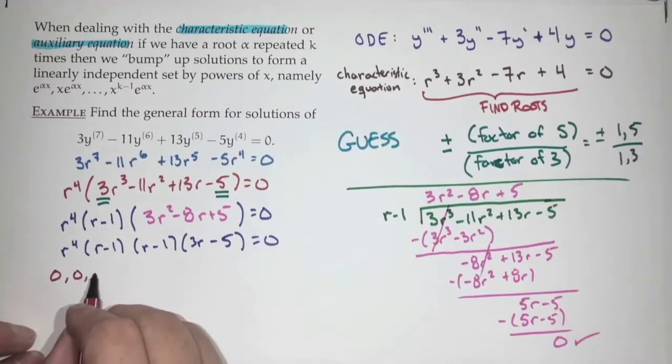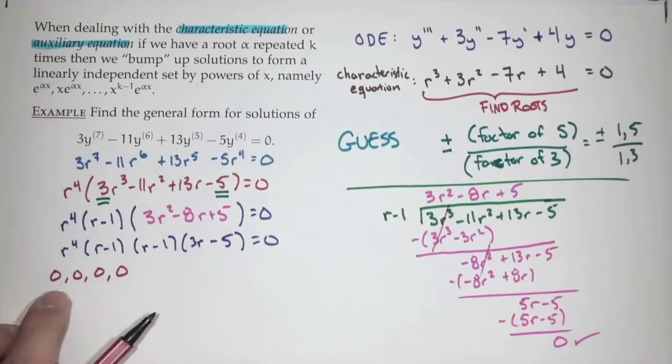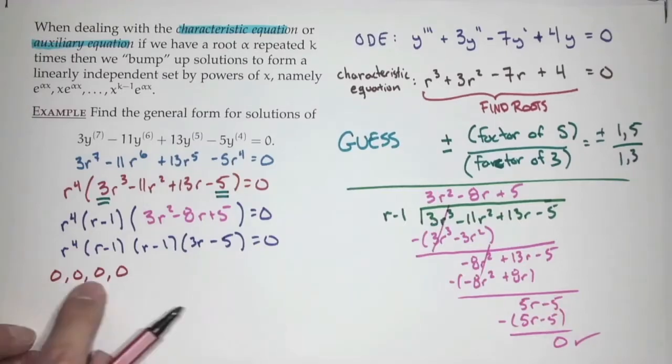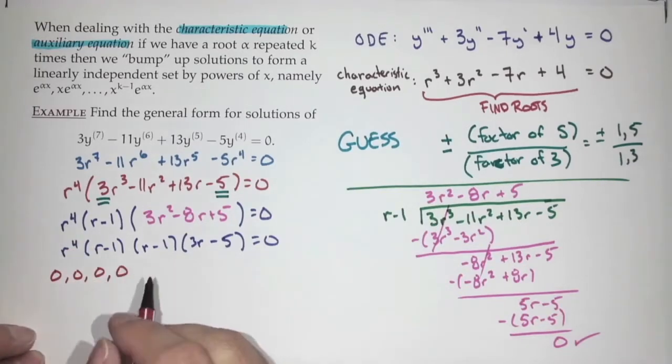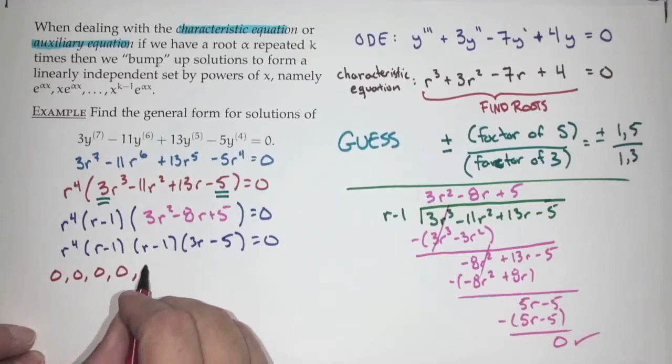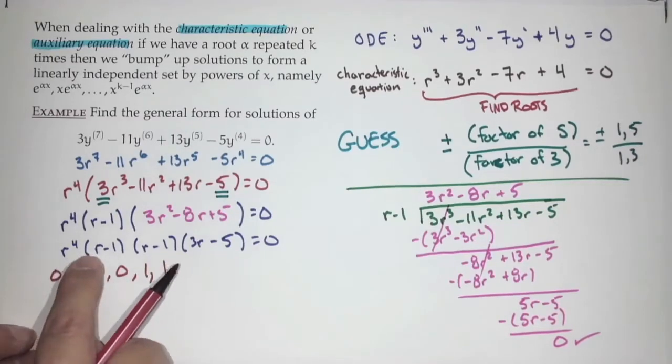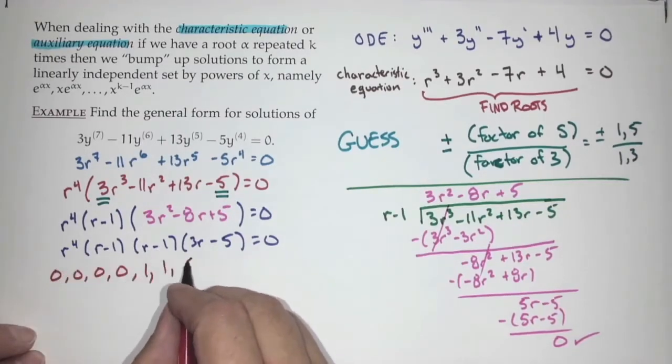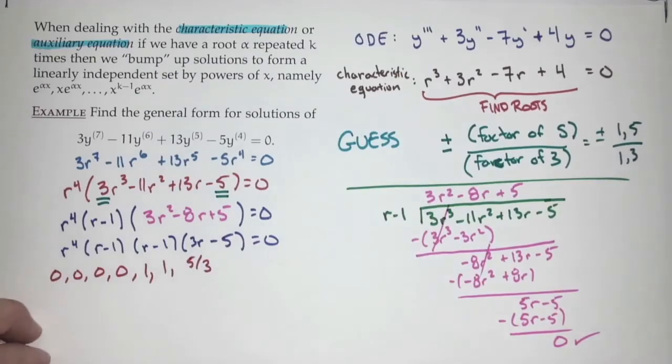Okay, so let's write down our roots. We have 0, 0, 0, 0. I'm just writing it because we have 4 times. That's r to the 4th. What else? 1, 1, because it's repeated twice, and 5/3. Okay, so we've made great progress.